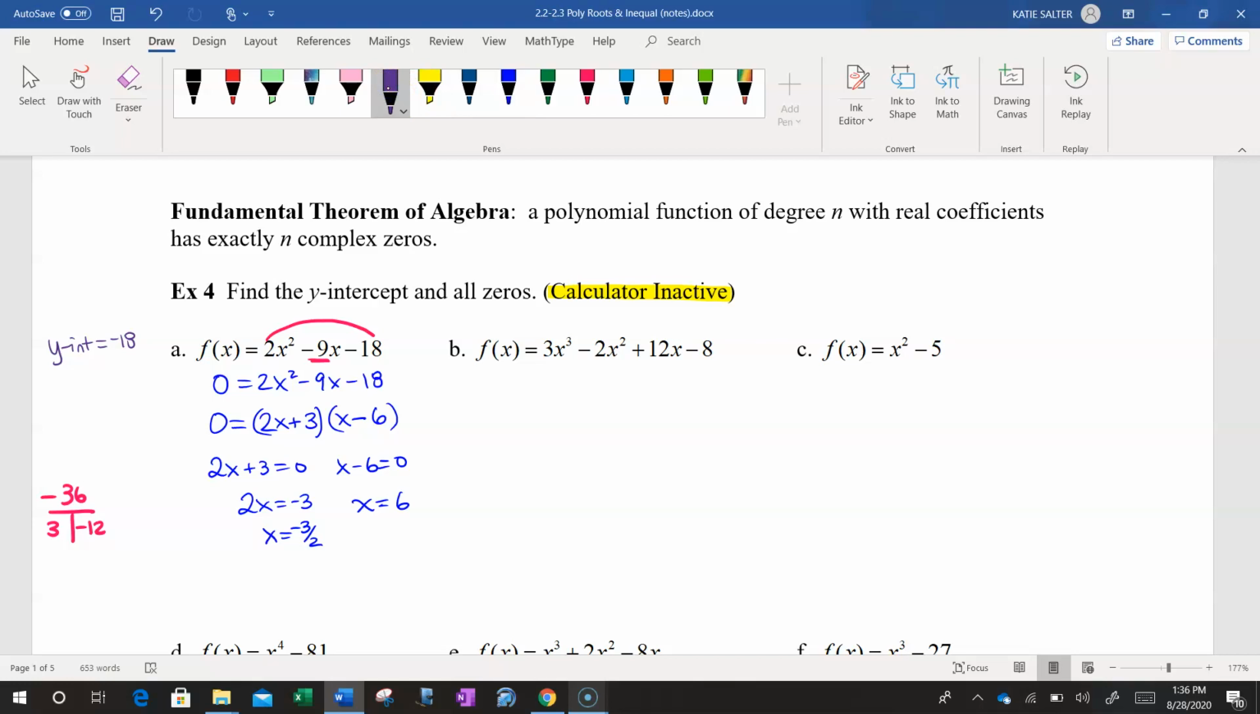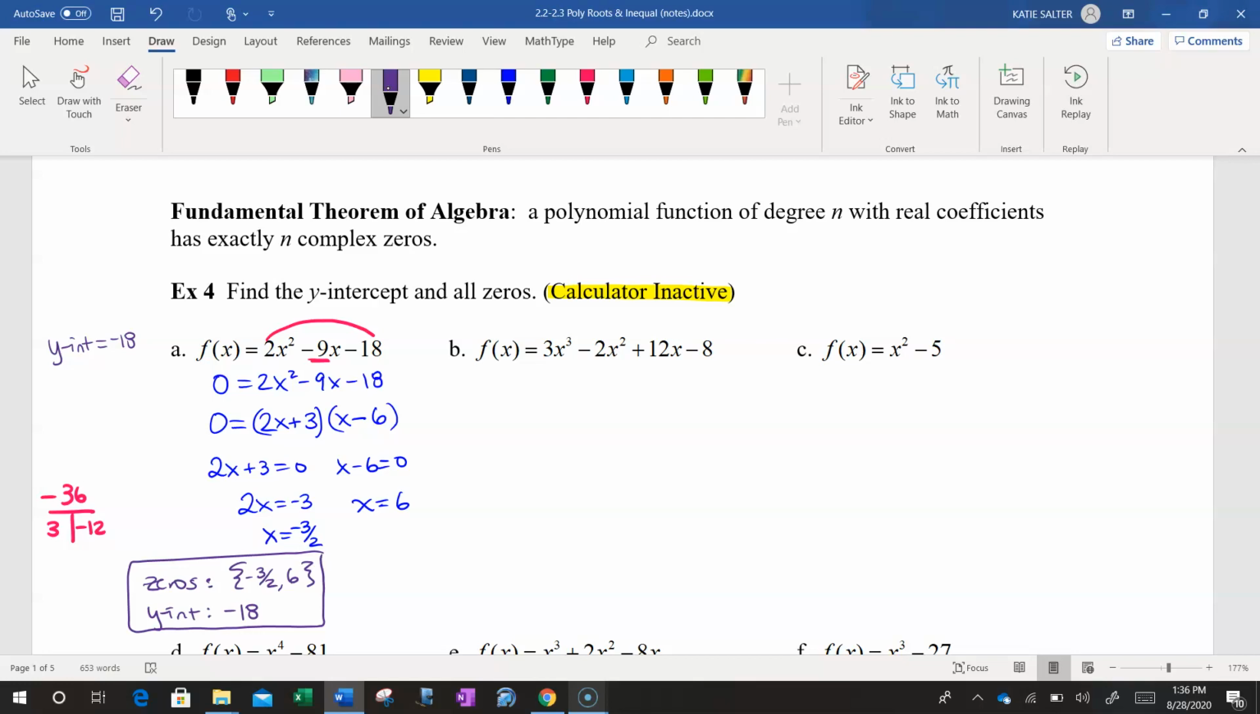So our x-intercepts, or our zeros, they're the same thing, are at negative 3 halves and positive 6. And then our y-intercept, which we already jotted down above, is at negative 18. Notice it's a degree 2. We have 2 real roots. Now, at this point, if you want to check with your calculator, that's fine.